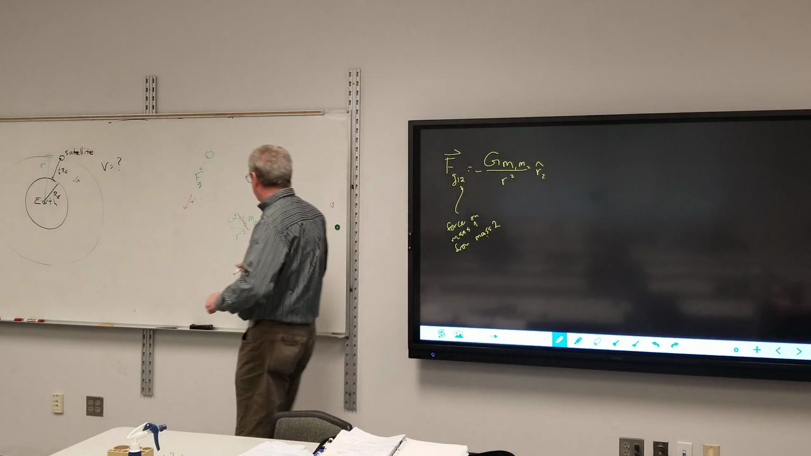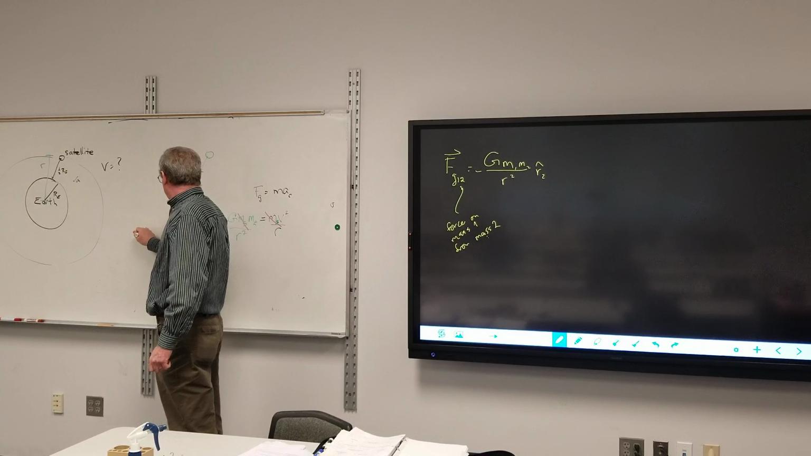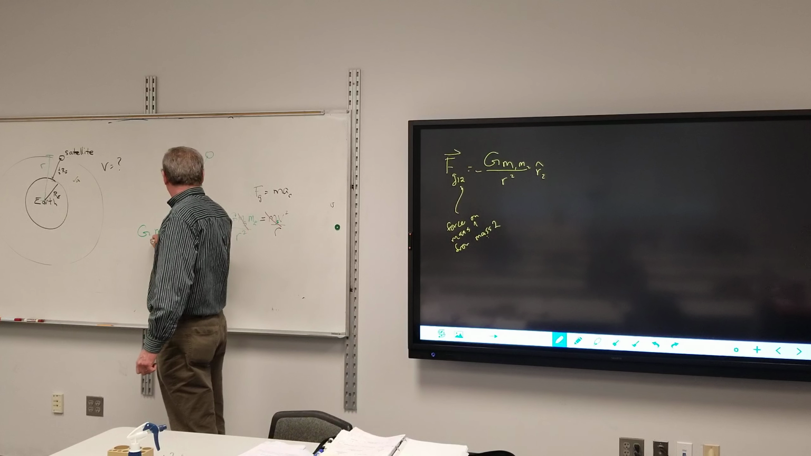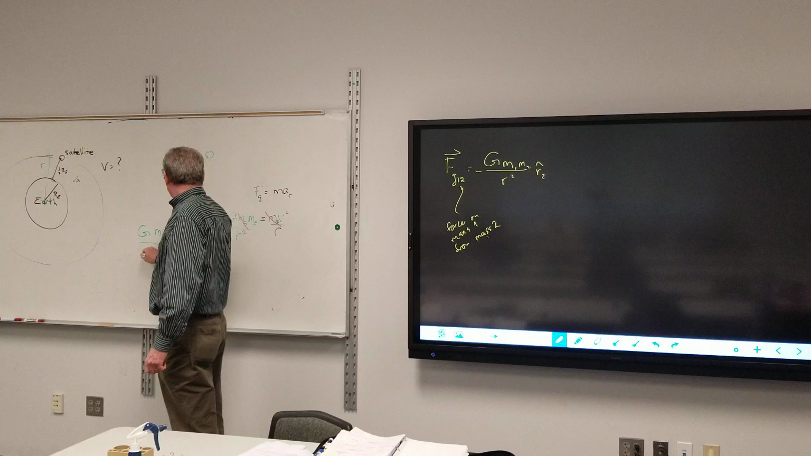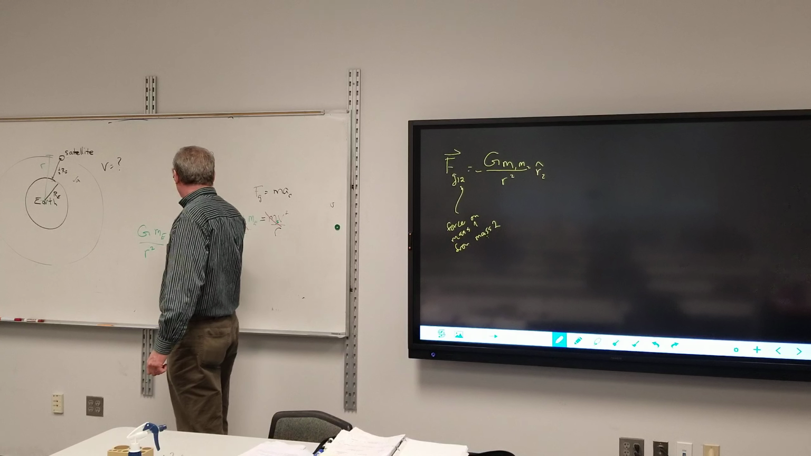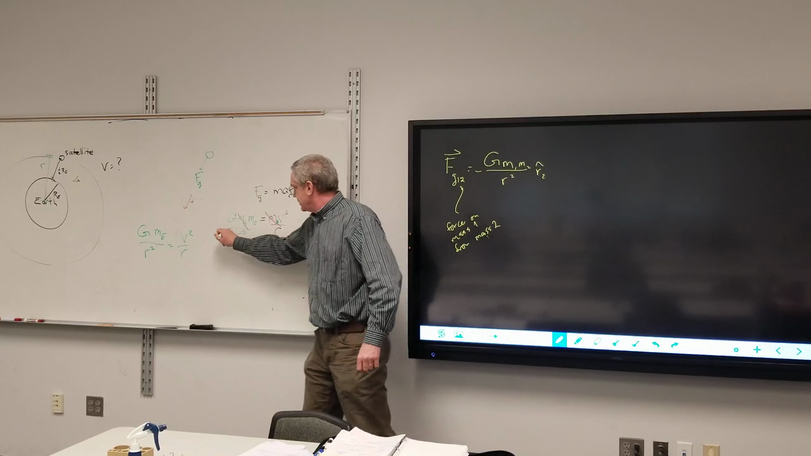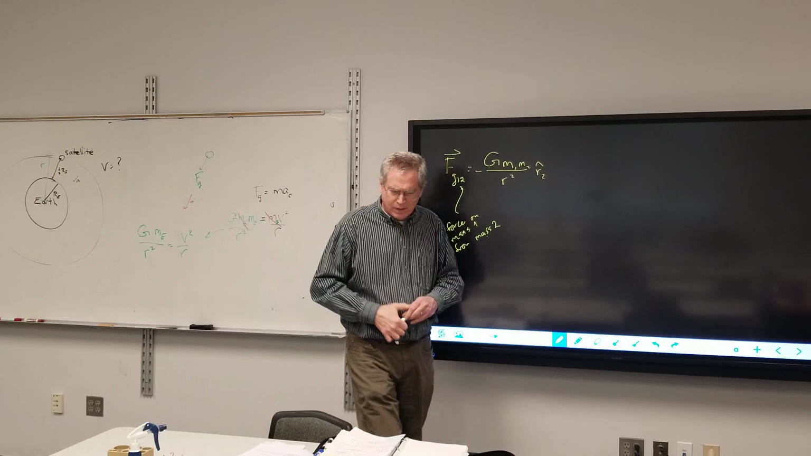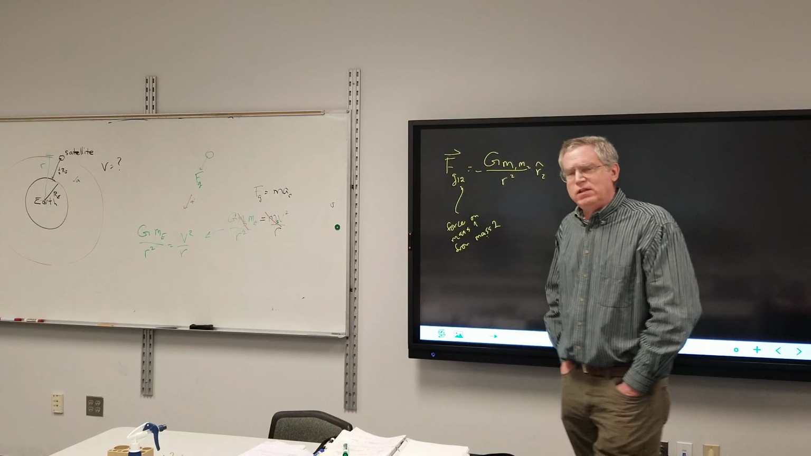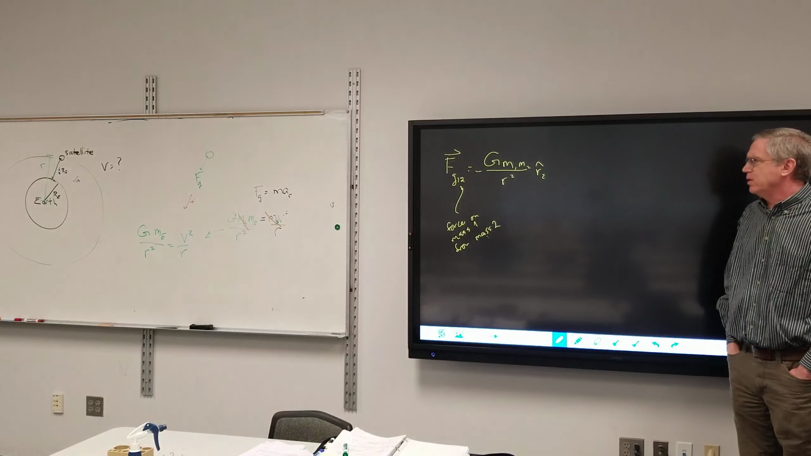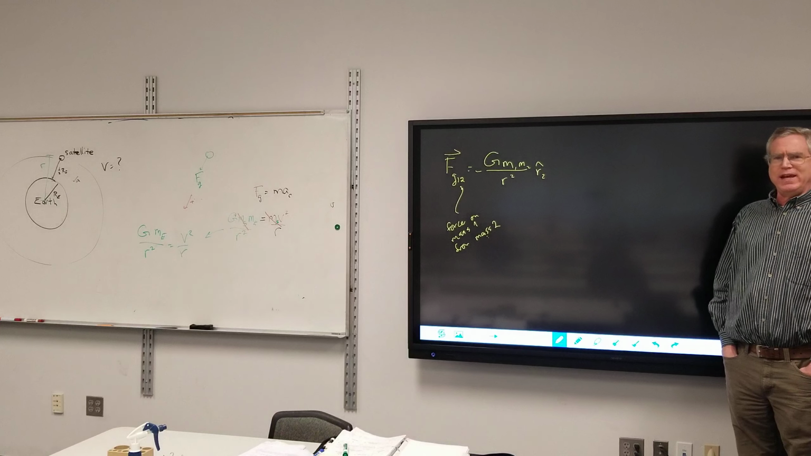So I've now reduced this down to: big G times mass of Earth over R squared is equal to V squared over R. So this now becomes that. Couple comments here. This big G that was accidentally spoken earlier, this is known as the gravitational constant.